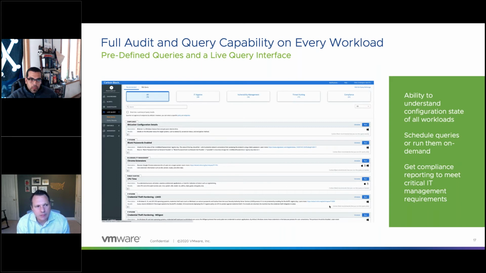So in Carbon Black Cloud, we provide the same view of vulnerabilities, but we also provide the ability to run custom queries and configuration management. This is through a mechanism that we call Live Query, where you can go out and basically schedule queries to run. We have a set of pre-canned queries that we provide to get configuration data, but then you can also create any custom query that you want to be able to deliver in order to get certain configuration information. And this can be super valuable, especially as it relates to compliance requirements on your workloads.